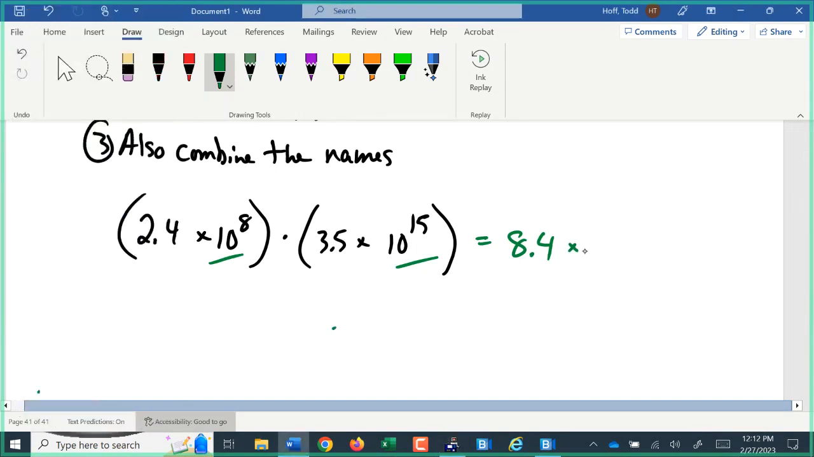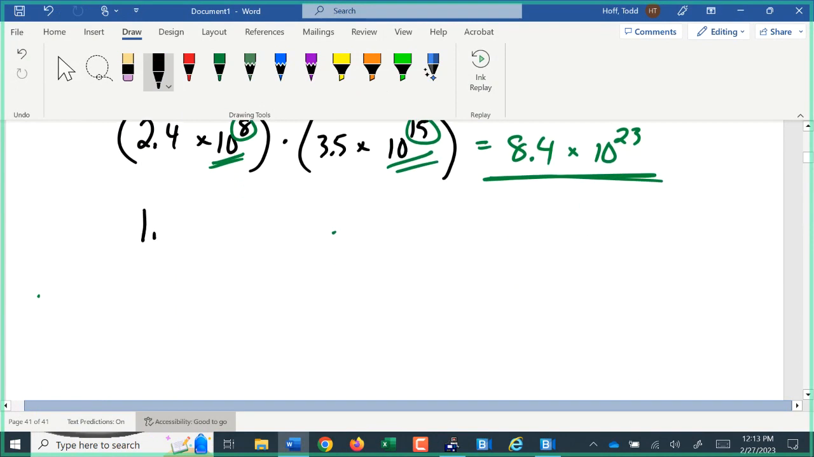8.4, okay. Times, then we also combine the names. 10 to the 8th times 10 to the 15th. Remember, when we multiply exponents with the same base, again, both of these have a base of 10, we add the powers. So 8 plus 15 makes 23. 8.4 times 10 to the 23.